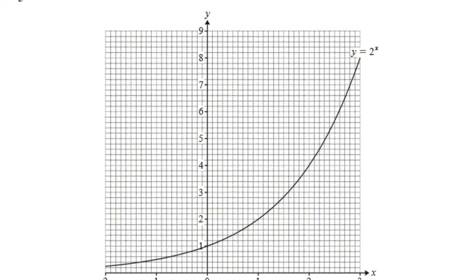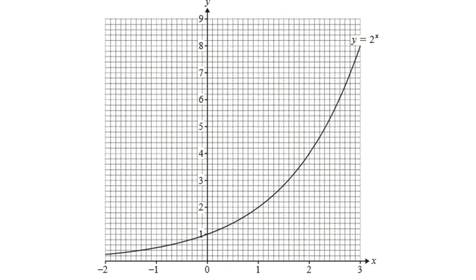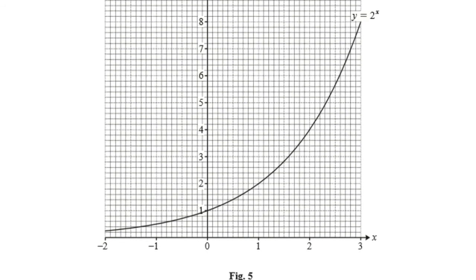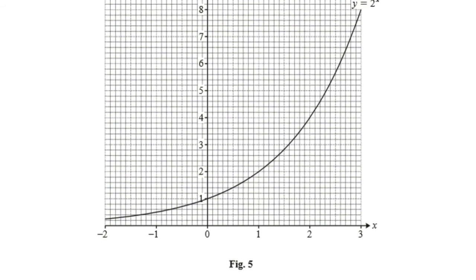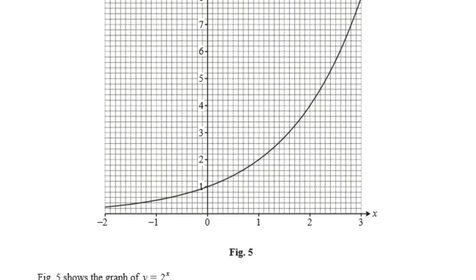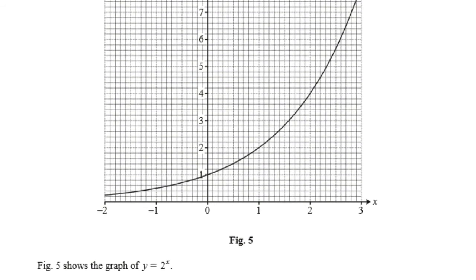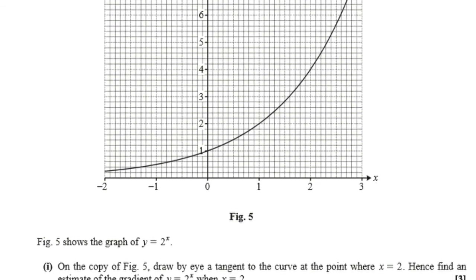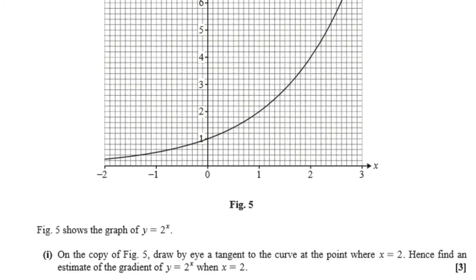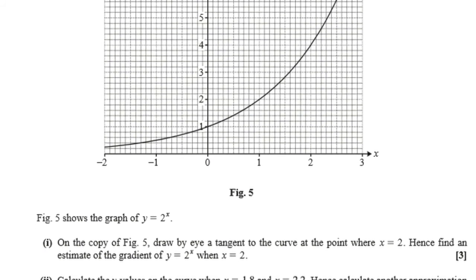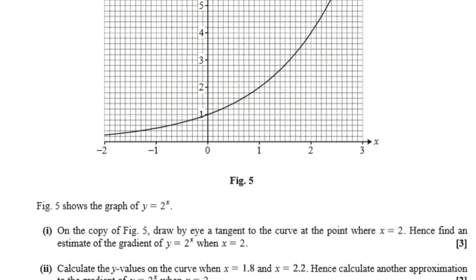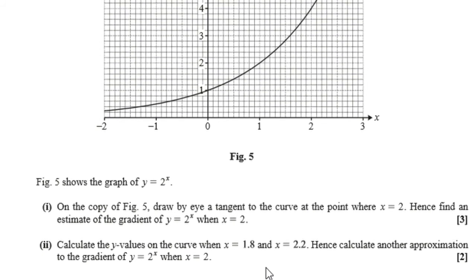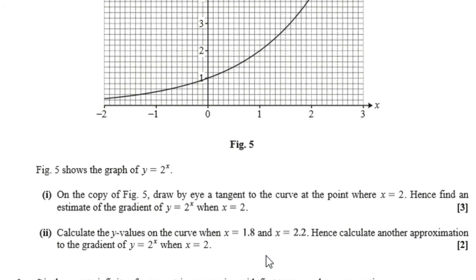Question 5 is just a curve of y equals 2 to the power x, so that's exponential. On the copy, draw a tangent to the curve at a point where x is 2, and hence find an estimate of the gradient of y equals 2 to the x when x equals 2. Then, part 2, calculate the y value when x is 1.8 and x is 2.2, and hence calculate another approximation of the gradient when x is 2.